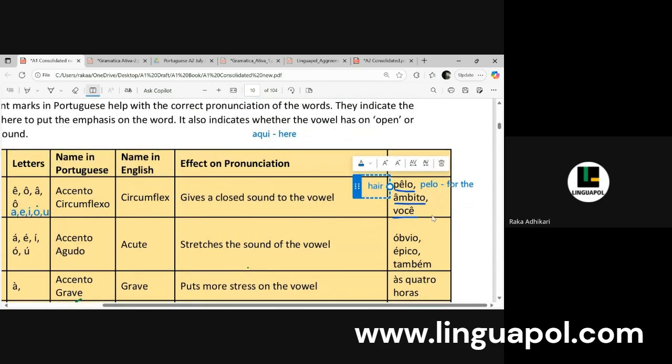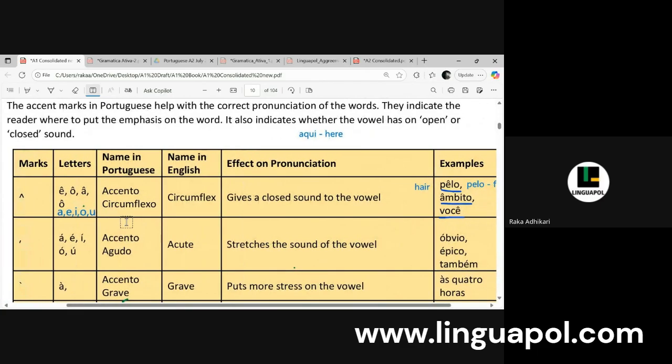So here we can see the use of the acento circunflexo. We'll revise the complete accent once again. The name of this accent in English is circumflex. It looks like a triangle without the base, and it comes on top of vowels only. It will not come with any consonant. The name of this accent in Portuguese is acento circunflexo. Circumflex accent. Effect and pronunciation: it gives a closed sound to the vowel.